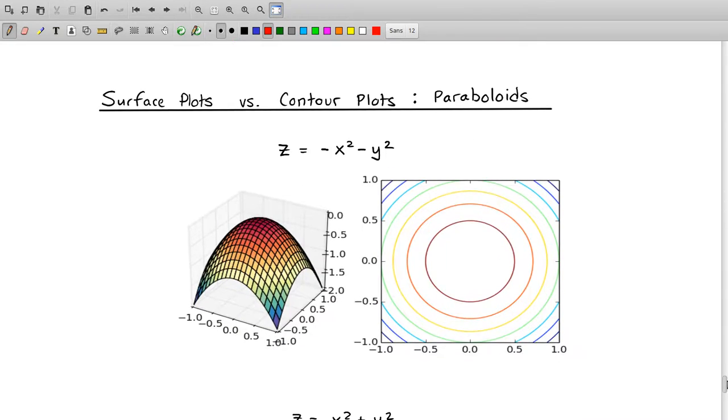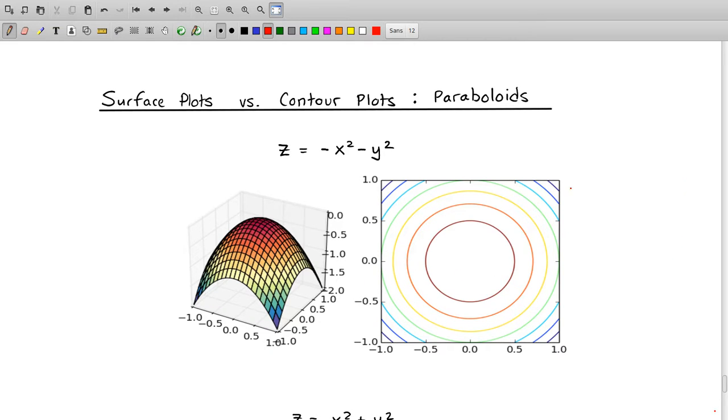Now, on this last page, I want to compare both surface plots and contour plots of the same function, and I want to come back to these particular functions called paraboloids. There are two goals here. One is to become familiar with paraboloids because they're important. The other is to be able to look at a contour plot and a surface plot and see the connection between them, how they represent the same kinds of shapes.